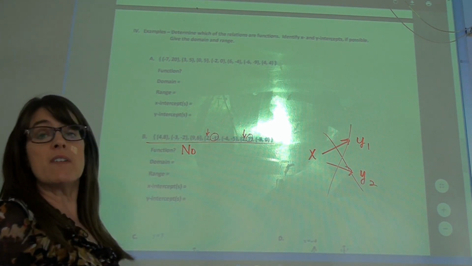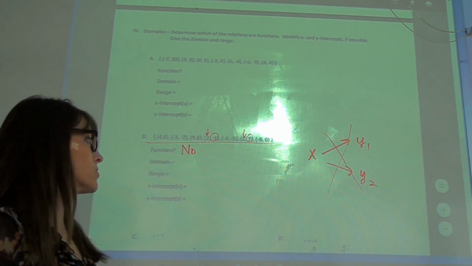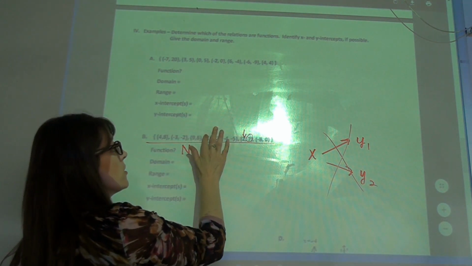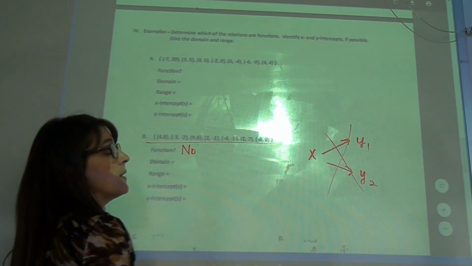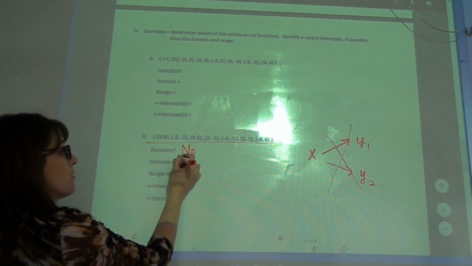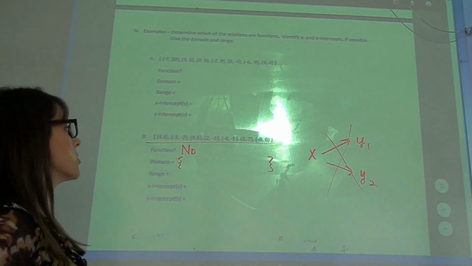So now, even though it's not a function, it's still a relation. It's still a set of ordered pairs. Therefore, I can identify a domain, a range, an x, and a y-intercept. So let's take a look at this idea of a domain. Domain, remember, is your x's. So I'm going to look at all of these ordered pairs, and I'm just going to figure out, okay, what x's are listed there, starting with the smallest and going to the largest.